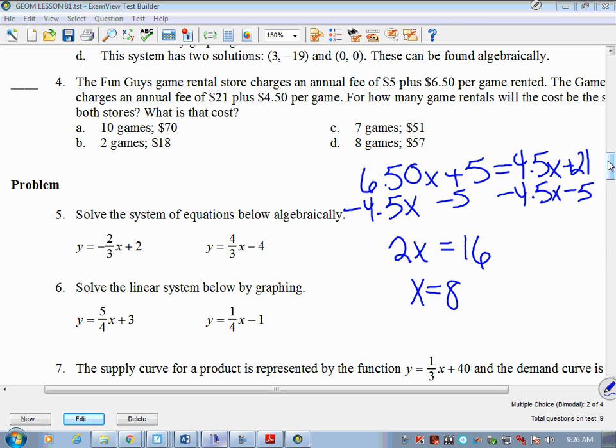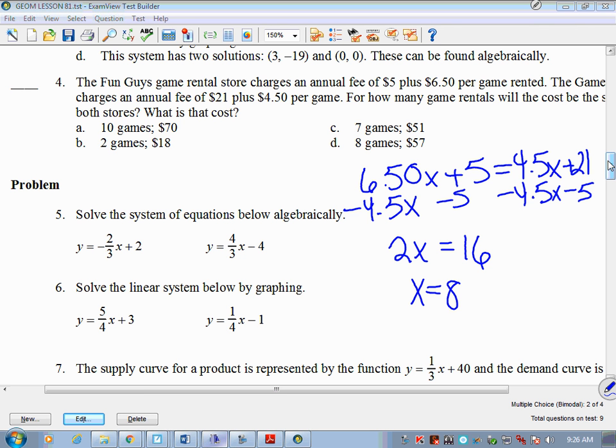And then they're going to ask, what is that cost? All right. So what do I do with that x? Does it matter which equation? Shouldn't. If I've done it right, it shouldn't matter. So we're going to take, you got a calculator there real quick. Take 6.5 times 8 plus 5. Tell me what you get.